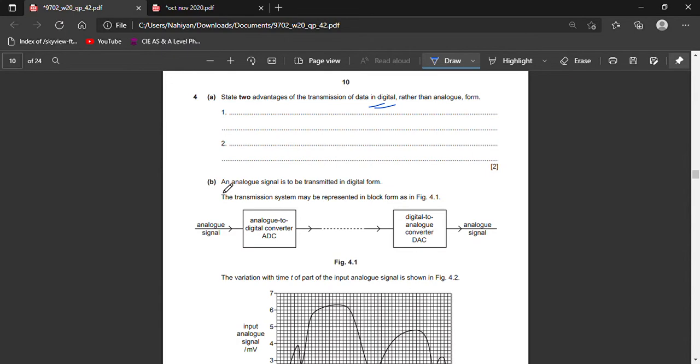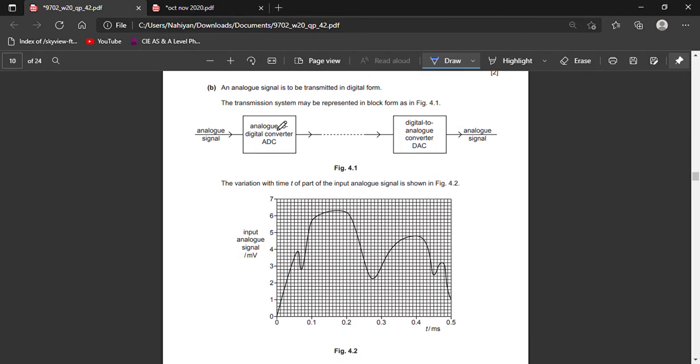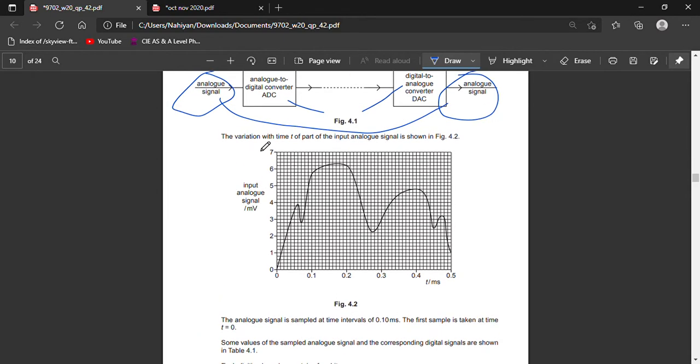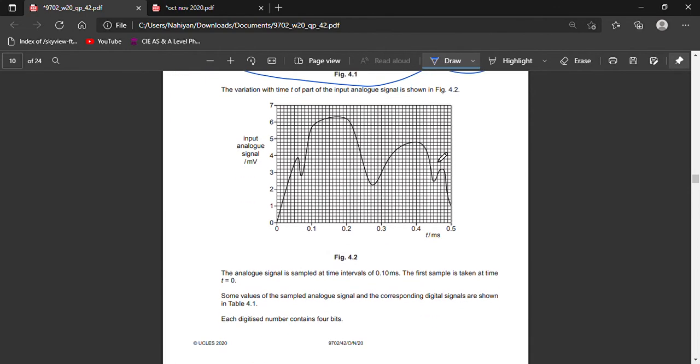So moving on, an analog signal is to be transmitted in digital form. The transmission system may be represented in blocks from analog to digital converter, ADC, and then converting digital back to analog using a digital to analog converter. So this is a transmission system. The variation with time t of part of the input analog signal is shown. So this is the input analog and the time here.